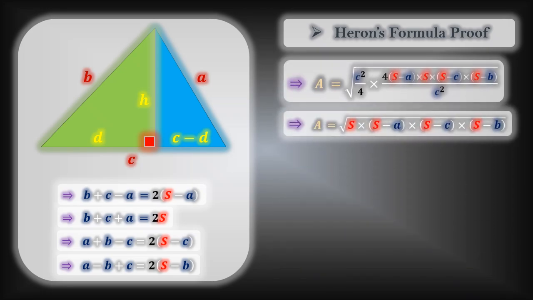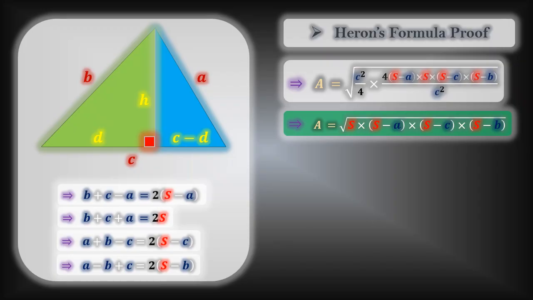After simplification, we finally obtain capital A is equal to the square root of s multiplied by (s minus a) times (s minus b) times (s minus c). And this completes the proof of Heron's formula. We have just derived one of the most elegant formulas in mathematics using geometry, algebra, and factorization. Heron's formula allows us to compute the area of any triangle using only the lengths of its sides.